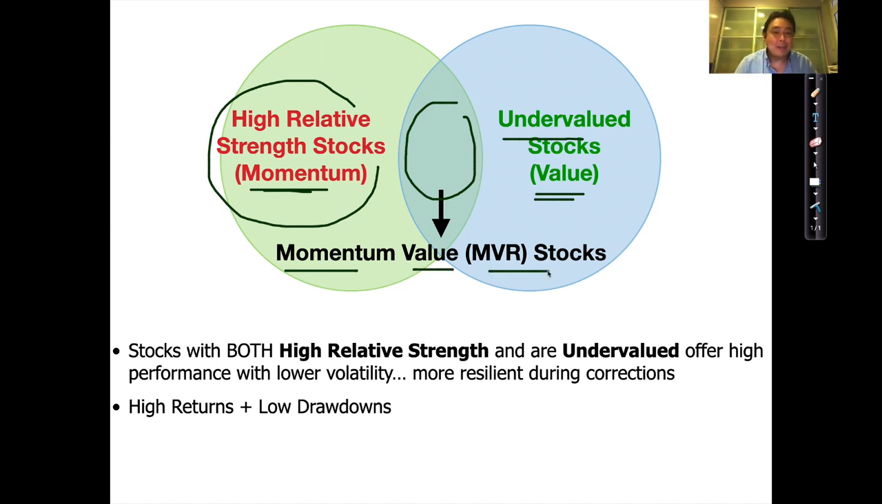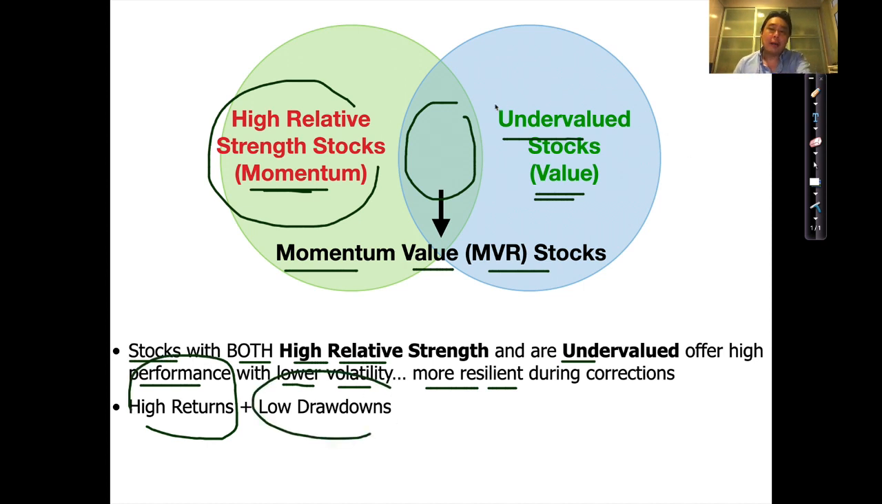So when a stock has both high relative strength and it's also undervalued, an MVR stock, it offers high performance with lower volatility. These are stocks that have high momentum, they go up really strong in a bull market, but when the market drops, they are more resilient during corrections. They don't drop as much, so you don't lose as much during the correction. So this delivers high performance and low drawdowns.